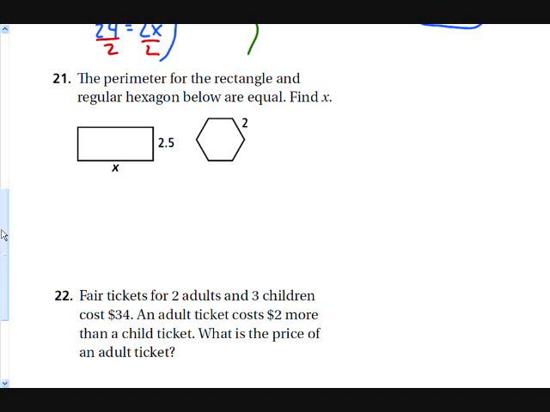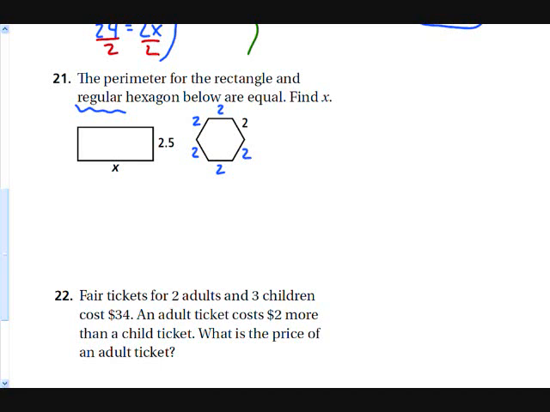So when we're talking about the perimeter, and since it's a regular hexagon, I'm going to start with the hexagon because that's a little more confusing. But a regular hexagon, that means that all the sides are equal. So that means every single one of these sides is 2. Okay? And now let's figure this out.